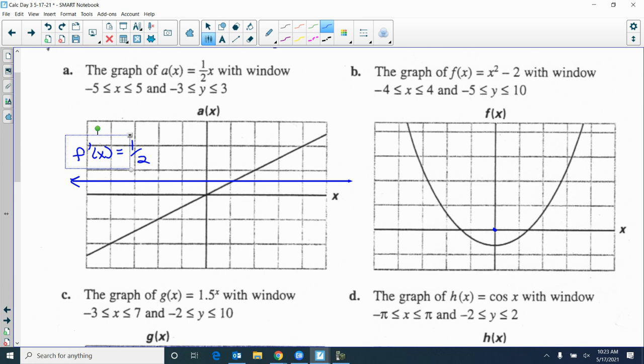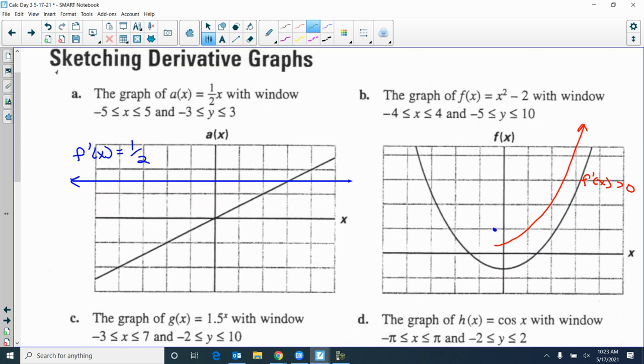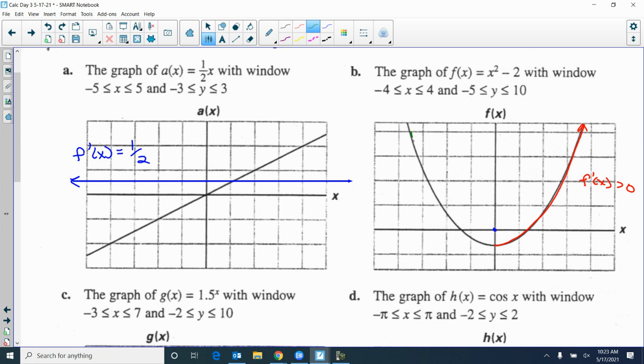What's happening to the left and what's happening to the right? To the right of that point, is the graph increasing or decreasing? Increasing, so that means that the derivative has to be what? Positive. So f prime of x for here has to be greater than 0. To the left of that point, is it increasing or decreasing? Decreasing. So that means that the derivative, f prime of x, has to be less than 0.